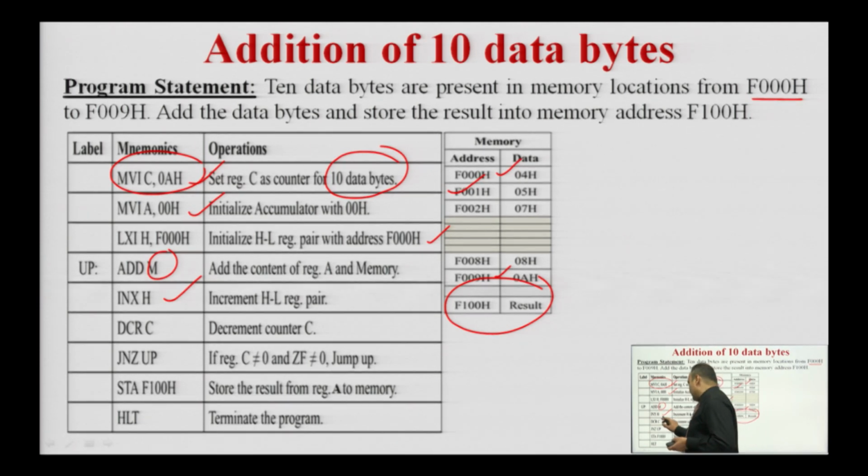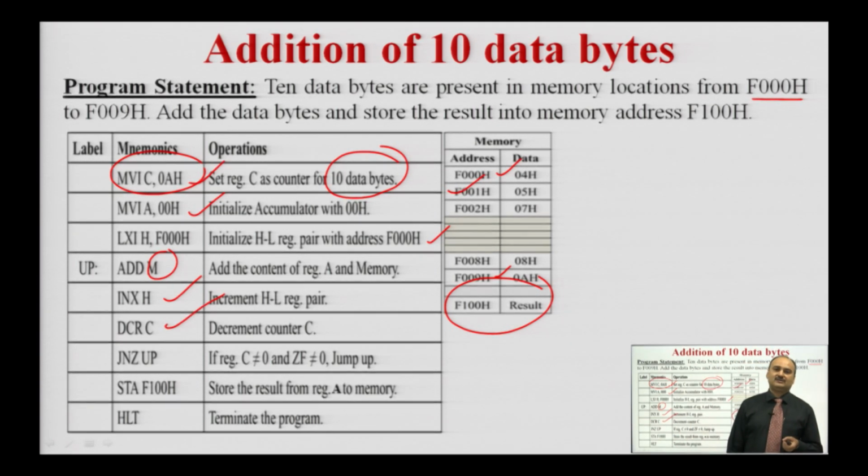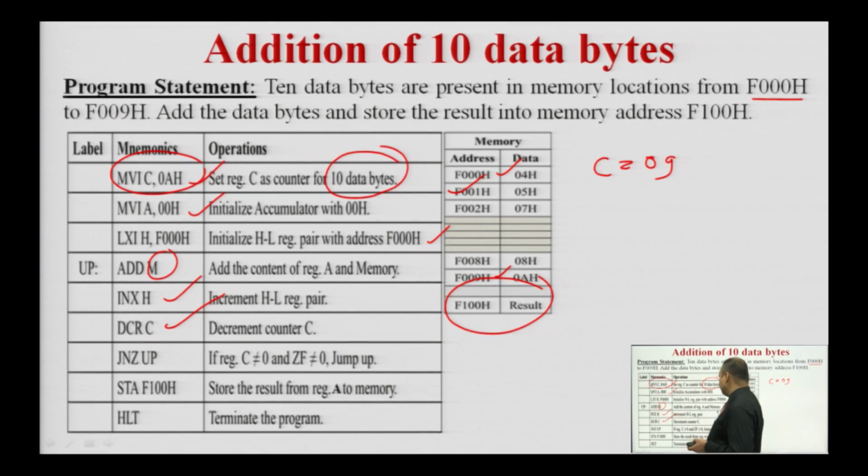Since we are moving to the second data byte, we need to decrement the counter with the help of instruction DCR C. This instruction will decrement the counter by 1. So the counter becomes 09; previously it was 0A. Here the counter C becomes 09.